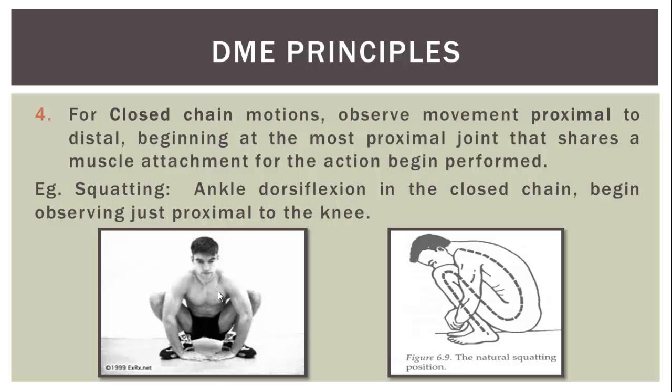For closed chain activity, the motion begins proximal to distal, beginning at the most proximal joint that shares a muscle attachment for the action being performed. And in this individual, if we looked at dorsiflexion again, the most proximal place that a muscle attachment shares the ankle would be at the knee. The gastroc crosses the knee joint posteriorly and attaches to the femoral condyles. So in this case, we would begin our observation and palpation at the knee.